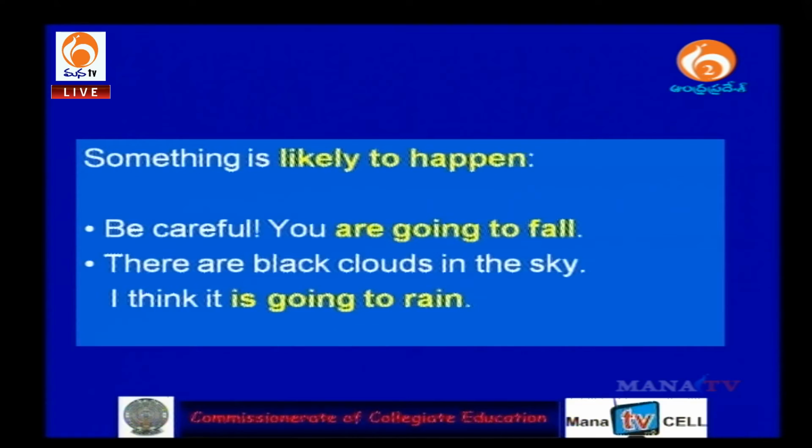Be careful, you are going to fall. That means here the subject, you, haven't fallen, but there is a likelihood of his falling down. There are many black clouds in the sky. I think it is going to rain. It is going to rain actually denotes the possibility of happening of a future action.